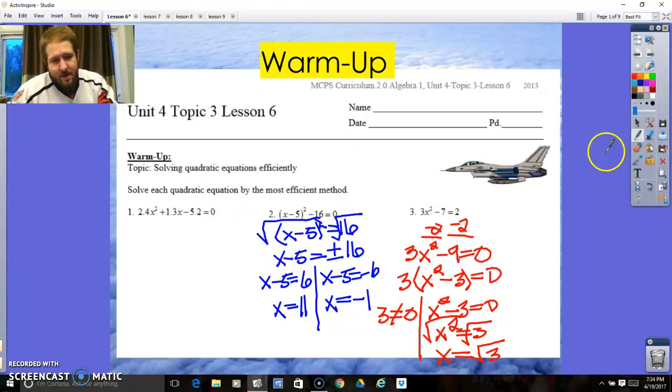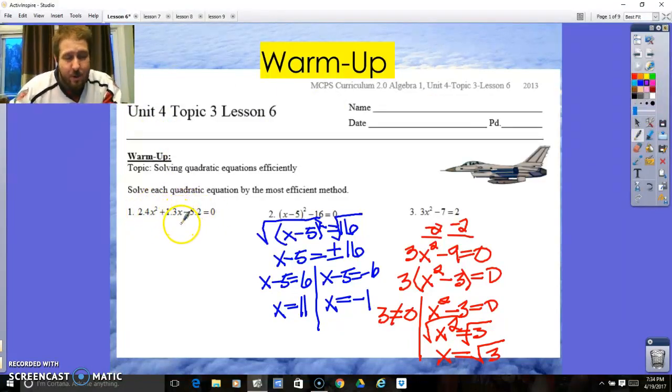The last question, now I saved this one for last because it's going to need the quadratic formula. If I put this in the calculator and press table, you get one of the answers, but the other answer is a decimal. So I'm going to use the quadratic formula because it's not a perfect square here and it doesn't look factorable. It's got decimals involved.